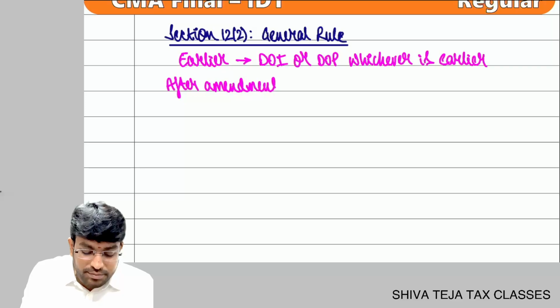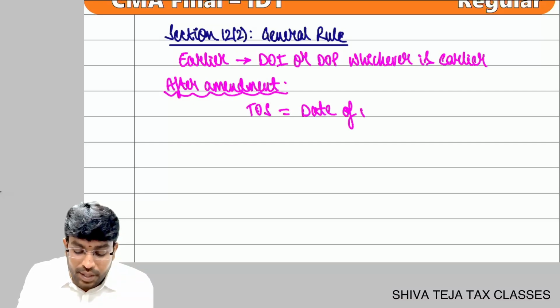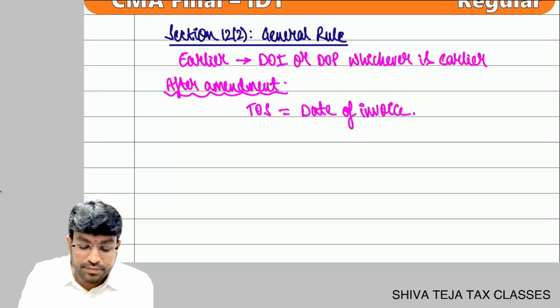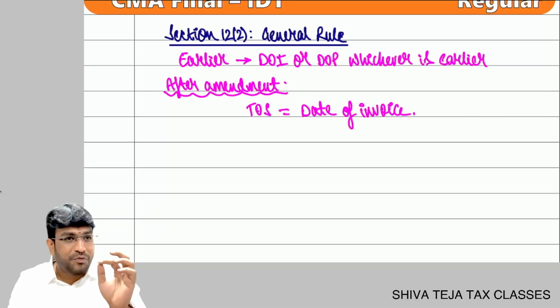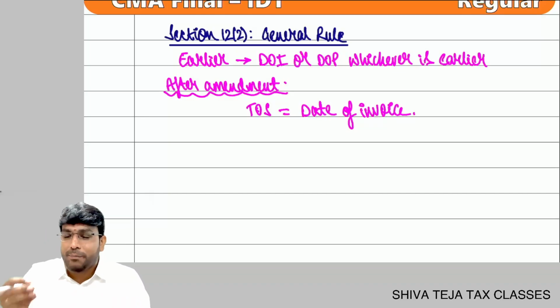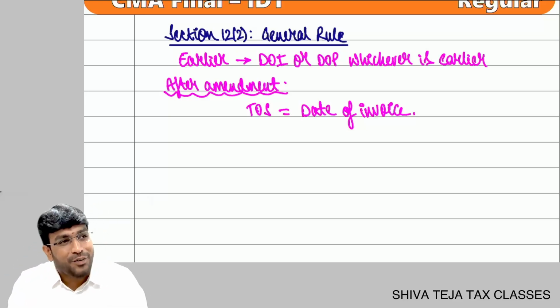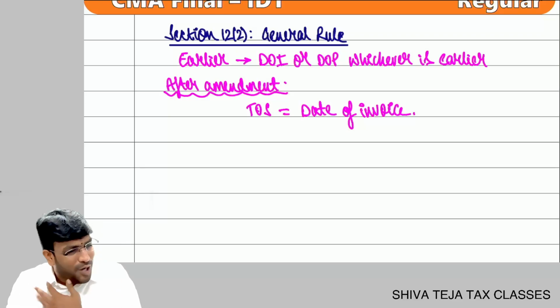After amendment, straight away they told time of supply is date of invoice. But just if they write the word date of invoice, there is a very, very big problem here. Why big problem? There could be some situation where people have supplied the goods, but they have not given invoice. If you don't give invoice, where is the date of invoice then? That fellow will tell, since invoice date is not available, I will not pay tax only. Is that okay? Not at all okay.